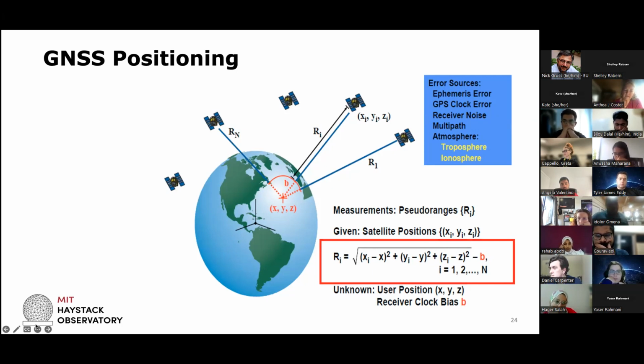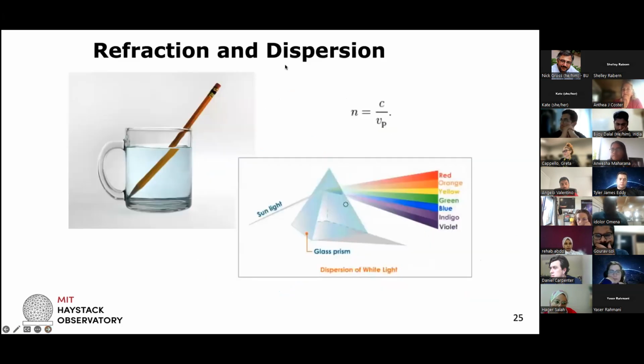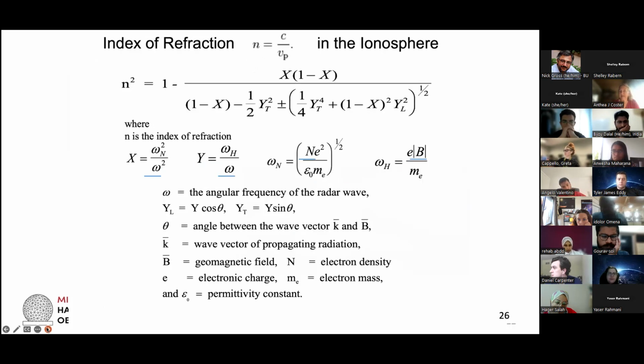So let's go back. And again, I think I've gone through this. The ionosphere does both refraction, i.e. it bends the wave, and it also is dispersive. It's like a prism. It separates out the different frequencies. So just keep this picture in mind. That's the most important thing that the ionosphere does, based on the Appleton-Hartree equation, which we went through earlier.